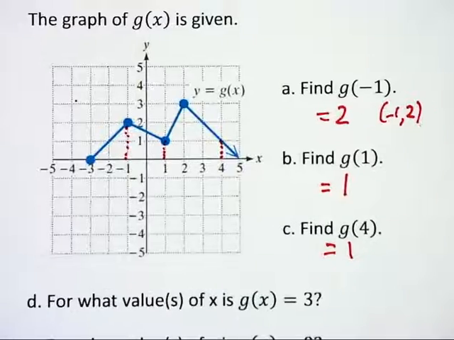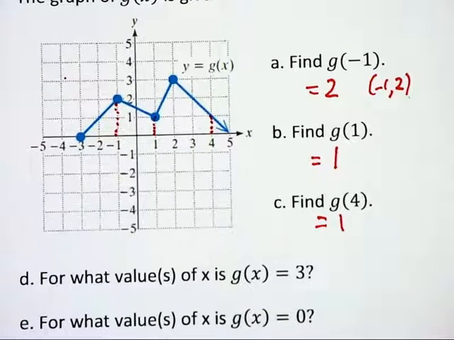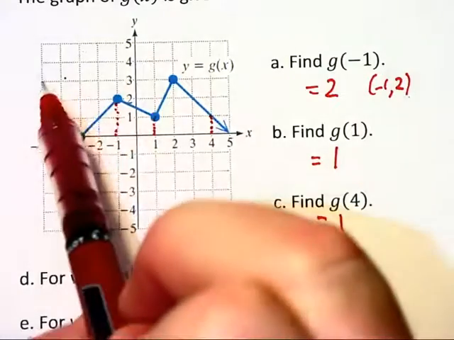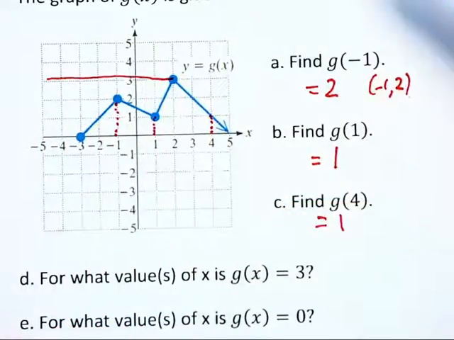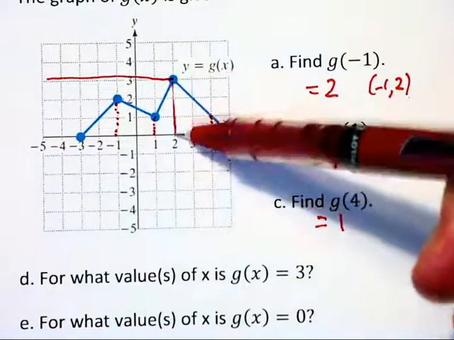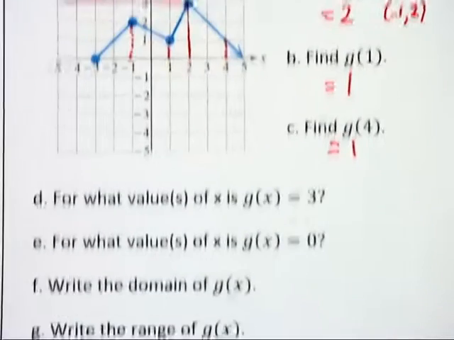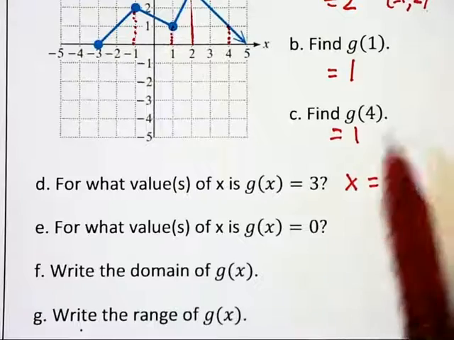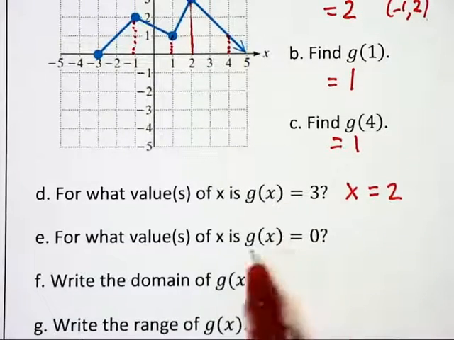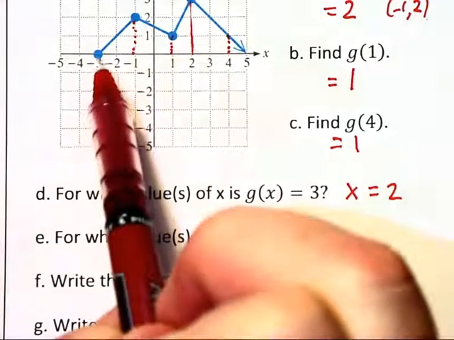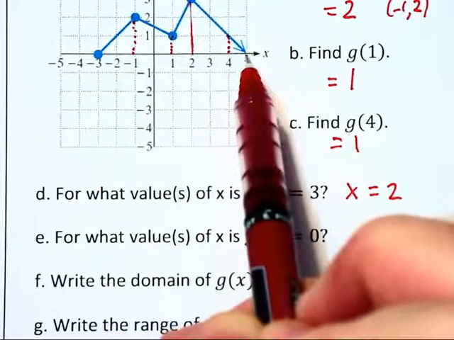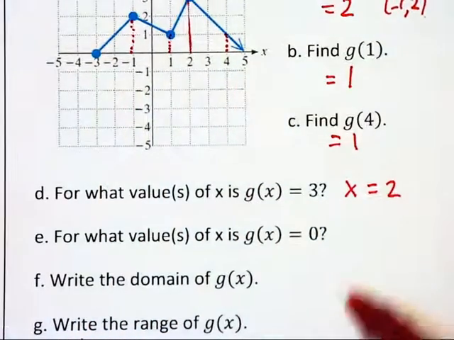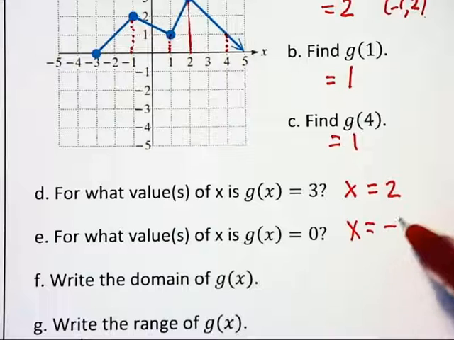Now it's asking, find the x values for which g of x is equal to 3. Well, that's a y equals 3. When is y equals 3? Right here when x is equal to 2. So that would be my answer to this part. When is the y value, g of x, going to equal 0? Well, at negative 3 and again at positive 5. So x equals negative 3 or 5.